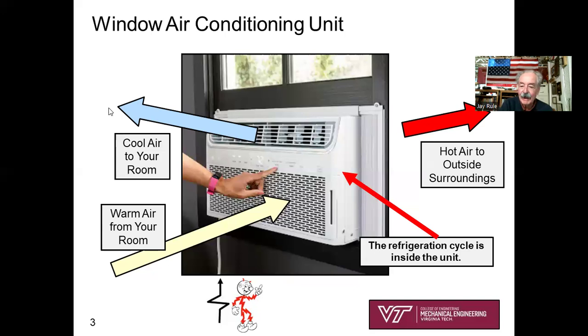And so, where is the heat being rejected? Well, for this window air conditioning unit, heat is being rejected from the back end of this air conditioning unit out to the outside surroundings. So, the refrigeration cycle is contained within this air conditioning unit. And here's a picture of Ready Kilowatt to remind yourself that, of course, this window air conditioner unit doesn't run on its own. It requires electric power to operate in order to keep you comfortable.